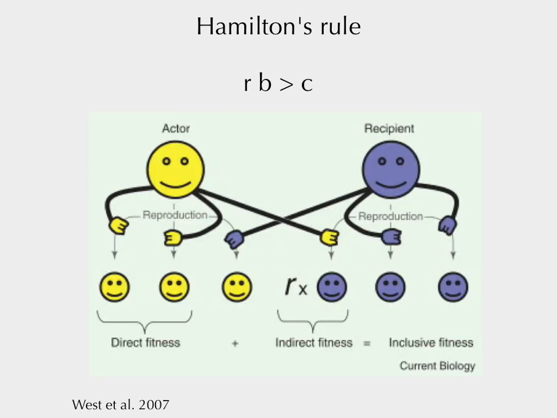Okay, so here's a little diagram of that. Let's focus on this actor. The actor has direct fitness. These are her babies. And also indirect fitness, by helping this one produce babies and getting some benefit from that. How much benefit would the yellow one get if its R is 0? Right. So that's the basic model.